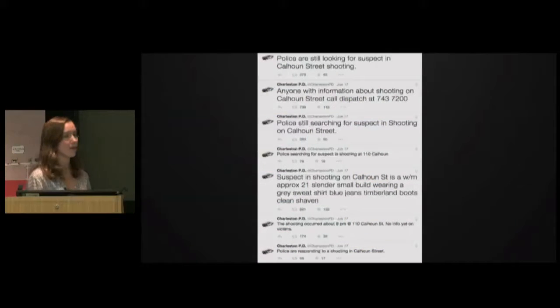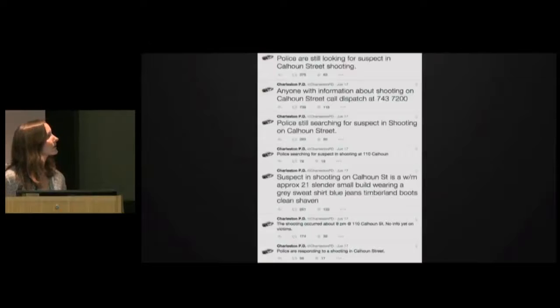So after we saw the alert go up, we went to our South Carolina list, and some of the first tweets about the shooting were coming from the Charleston Police Department. And they had said that there was a shooting that took place on Calhoun Street at around 9:30 that evening, and that the suspect was still at large.